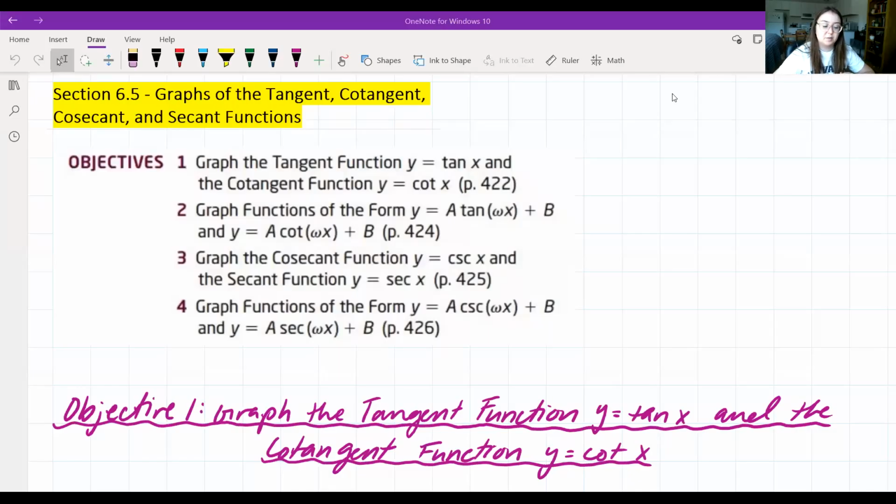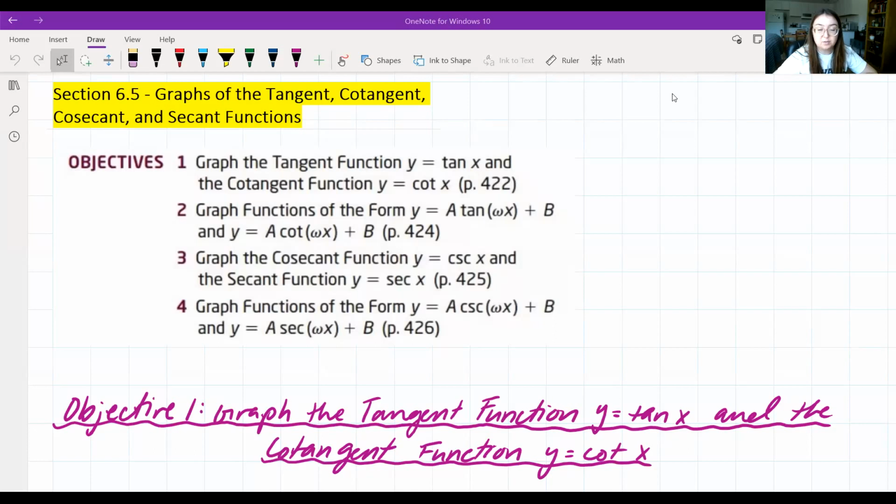Hello everyone. Now we're going to be going over section 6.5, which is on graphs of the tangent, cotangent, cosecant, and secant functions. So we have four objectives today, one being that we want to graph the tangent function y is equal to tangent of x, and the cotangent function y is equal to cotangent of x.